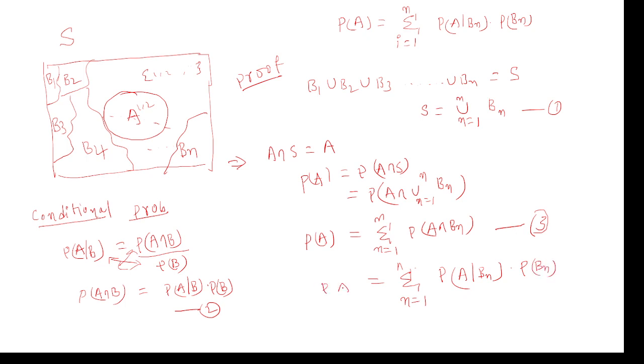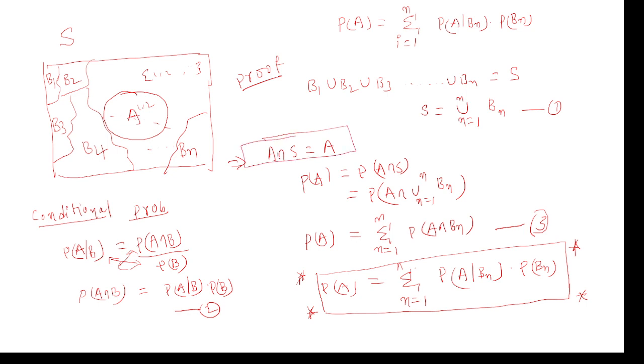P of A is equal to the sum of P of A given Bn multiplied with P of Bn. So this is the total probability for A. If S is a sample space having the elements B1, B2, up to Bn, and internally there is one more event, that is A, then the probability of that event can be written by using A intersection S. So by using this we can get the probability of A, which is equal to the sum of P of A given Bn into probability of Bn. I will tell one example for this total probability theorem.